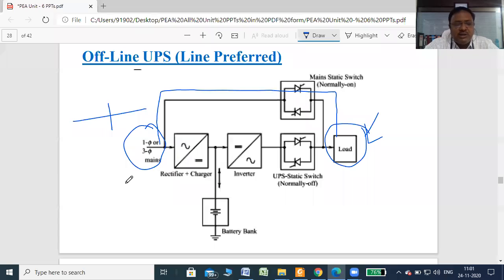So line voltage is fluctuated at all times, right? It is fluctuated at all times.